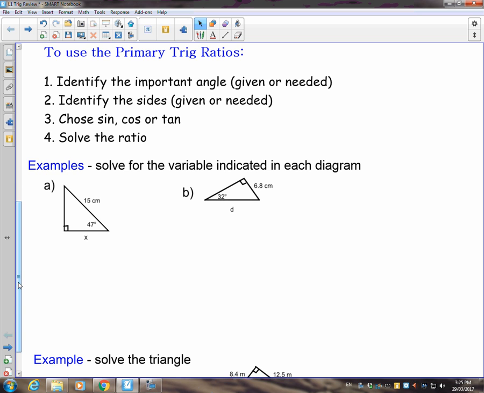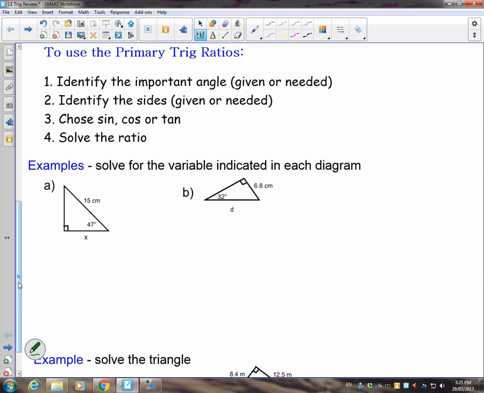To use the primary trig ratios, four things. Identify the angle that you're either given in the diagram or that you need to calculate. Identify the sides that you're given in the diagram or you need to calculate. Choose the right formula, sine, cos, or tan, and then solve. So I'm going to look at these two questions. Solve for the variable indicated.